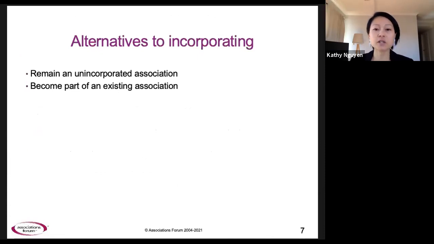So the alternative to incorporating is you remain an unincorporated group. And some of the advantages to that is that the group then can remain informal. It doesn't have to hold meetings at all. And if it does, it doesn't have to be in a specific format. It doesn't need to register with the government. So there's no disclosure to government or the public about its members or its financial situation, and no fees or reporting. Or you can become part of an existing association.